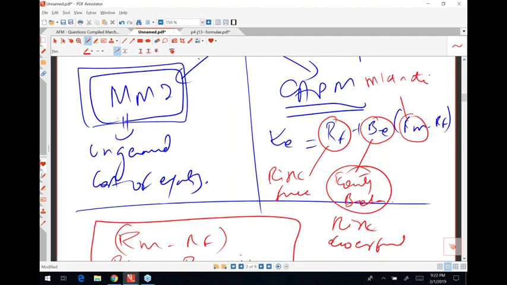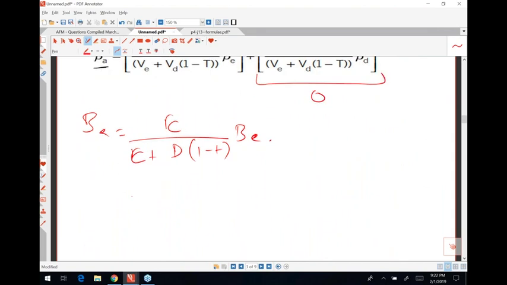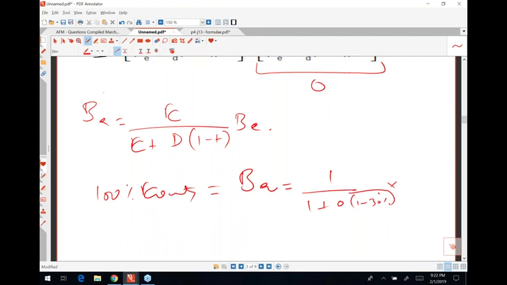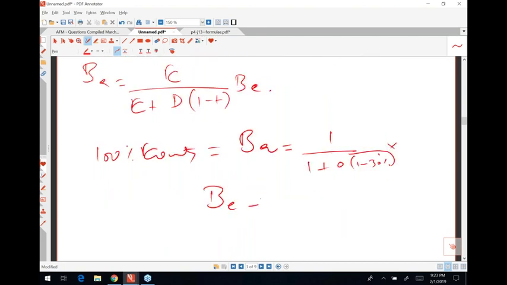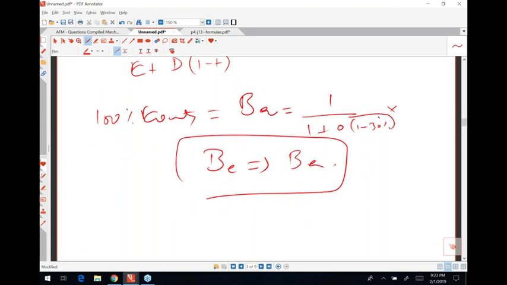I discussed that there are three types of beta: asset beta, debt beta, and equity beta. Now, if the company is 100% equity funded, then the asset beta is going to be 1 divided by 1 plus 0 into (1 minus t), let's say 30%, multiplied by the equity beta. Resultingly, the equity beta of this type of company would be equivalent to the asset beta. So if a company is 100% equity funded, its equity beta would be equivalent to its asset beta.